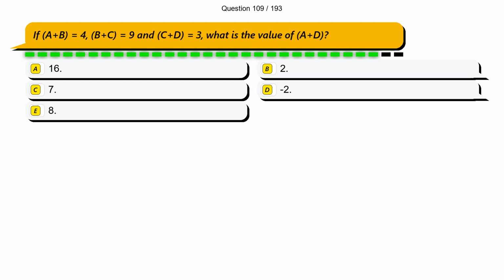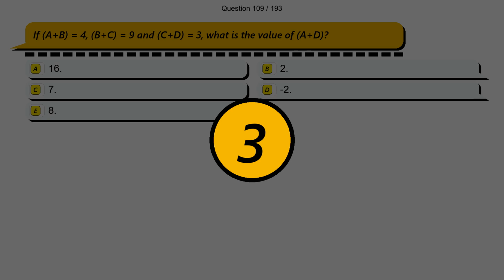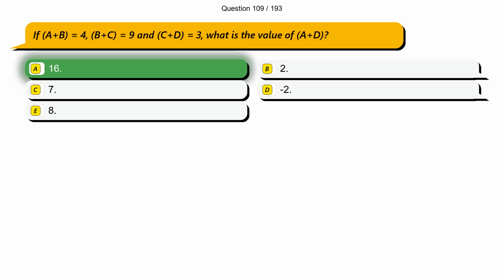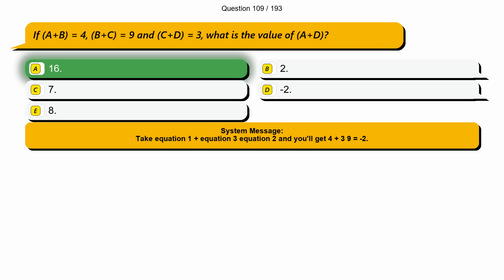Question 109. If a plus b equals 4, b plus c equals 9 and c plus d equals 3, what is the value of a plus d? Option A, 16, option B, 2, option C, 7, option D, minus 2, option E, 8. The correct answer is option A, 16. Take equation 1 plus equation 3 minus equation 2 and you'll get 4 plus 3 minus 9 equals minus 2.